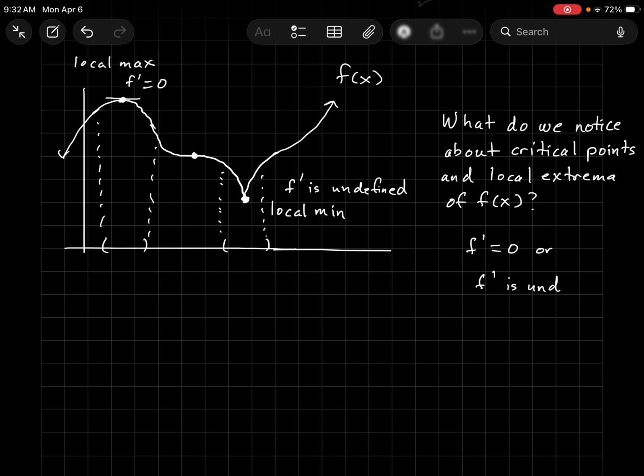And notice that I could have switched this graph around, where I had f prime undefined for a max and f prime equals 0 for a min. But I also see one other critical point. It looks like right about here, f is momentarily horizontal, so f prime equals 0. Now, one thing I notice is that local extrema only occur at critical points.